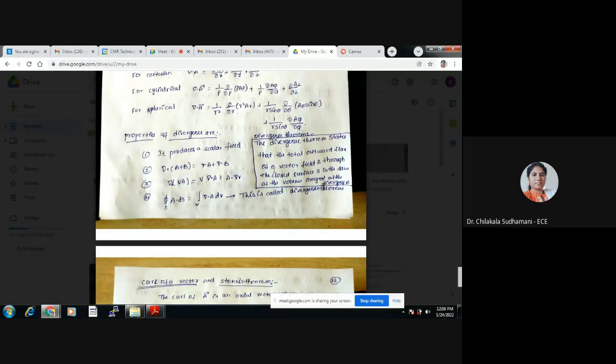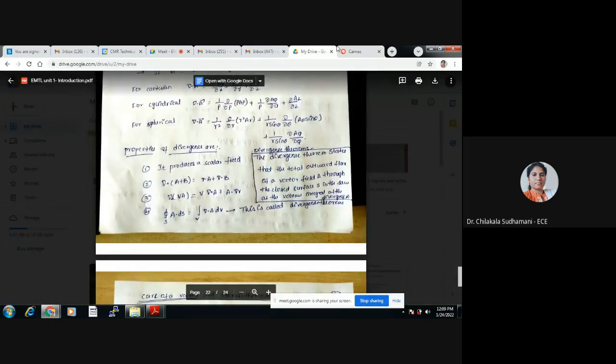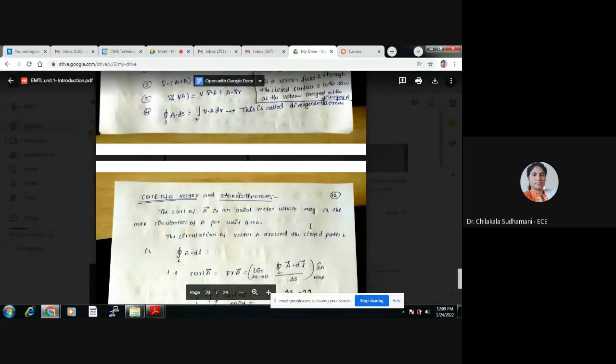So once we learn divergence, what is the next operation? Del dot V or del dot A. One is a vector, another is a scalar. The same del operation, we have two operations: one is the dot product and the other is the cross product. So what is the cross product? How to calculate the cross product of a vector and of a scalar? That is in our next topic.